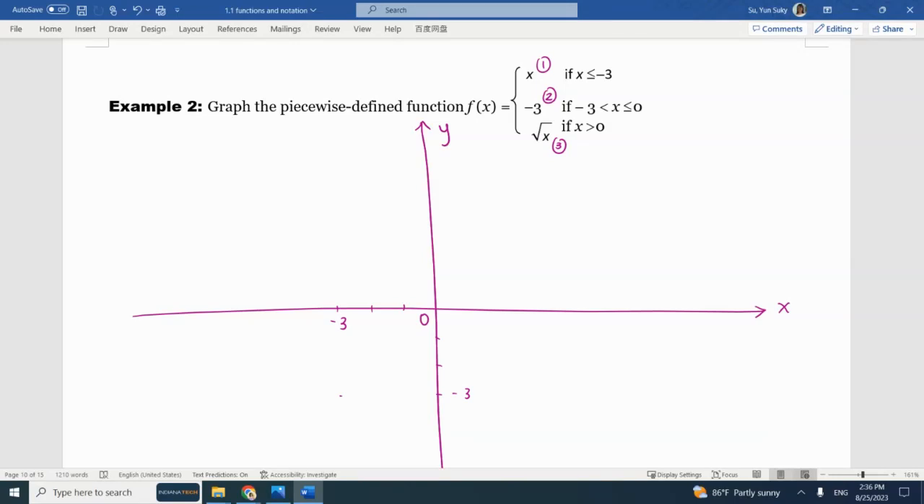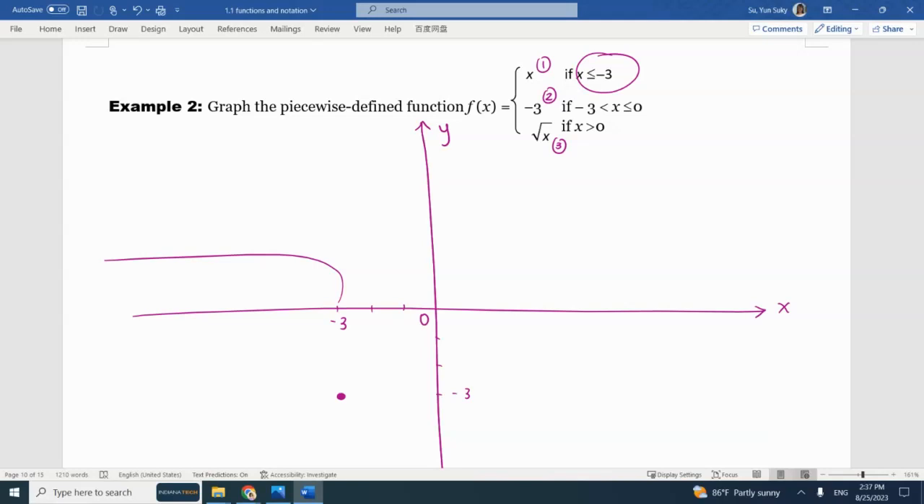Then, we look at this. X less than or equal to negative 3. We include the endpoints, right? So here, we put an open circle or solid circle? Solid. We include the endpoints. So we put a solid circle here. Okay? But this piece is actually on the left-hand side of negative 3.